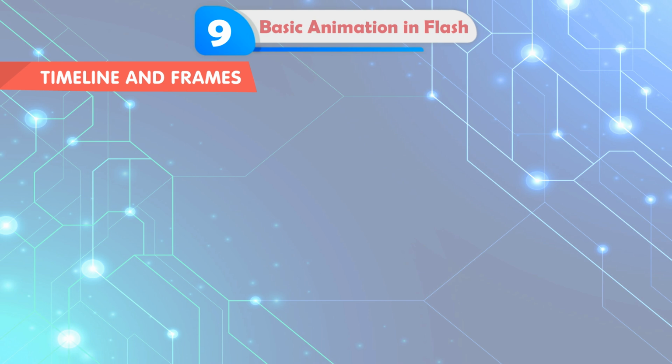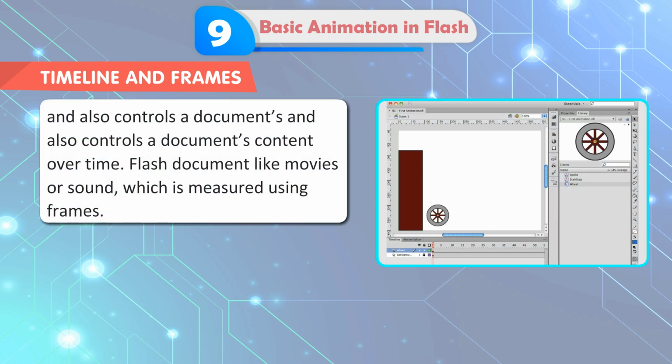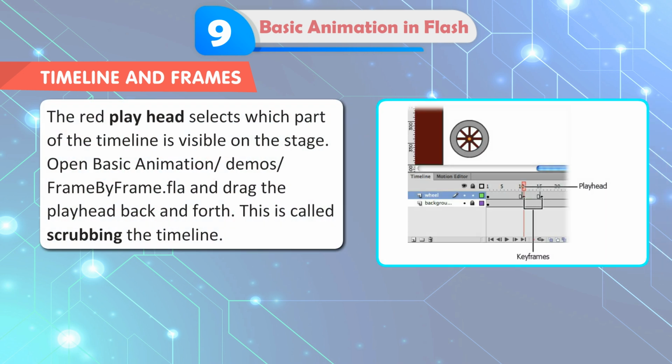Timeline and frames. The timeline is above the stage in the Flash workspace. The timeline, which contains layers and frames, helps you to organize assets in your document and also controls a document's content over time, like movies or sound, which is measured using frames. The red playhead selects which part of the timeline is visible on the stage.